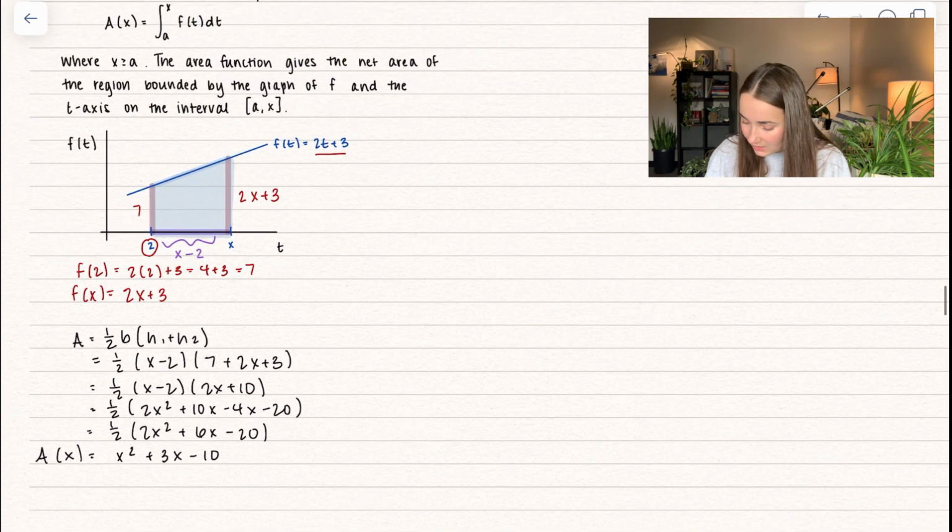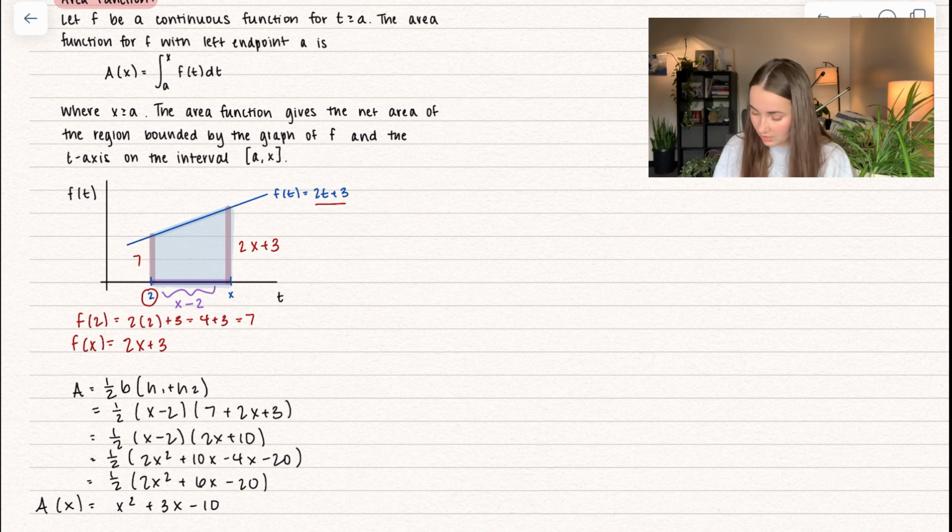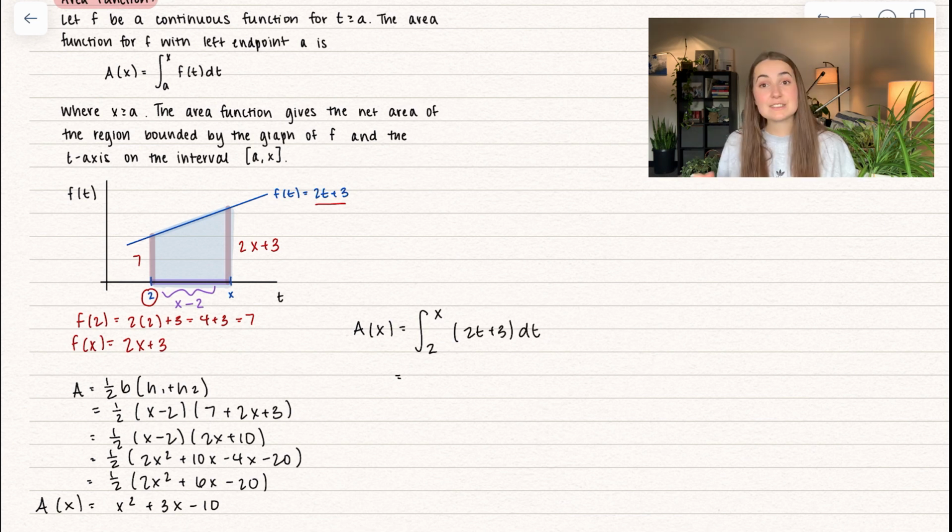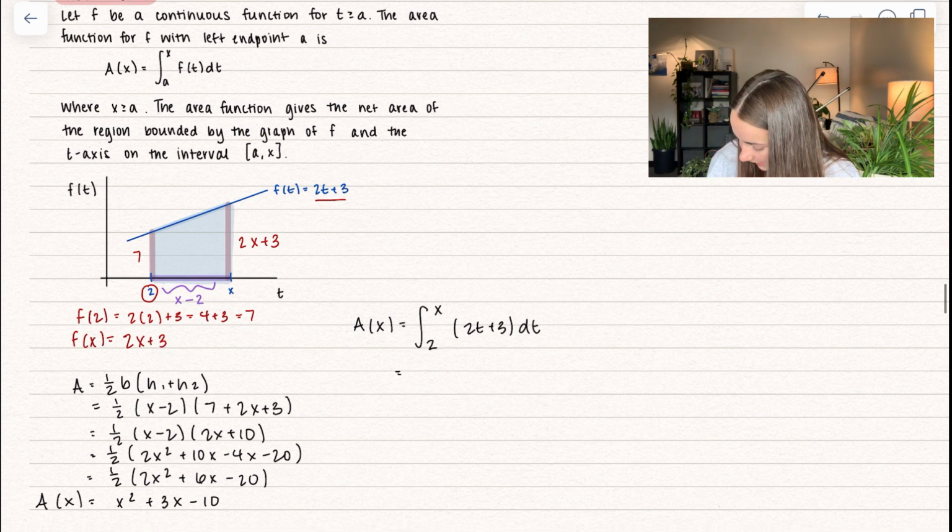Now let's do this using the definition that we just talked about. Instead of using the area of a trapezoid, we're going to set up the integral. So A of x is equal to the integral from our left endpoint, which is 2, all the way up to x. And on the inside, we have our function, which is 2t plus 3 dt. So let's calculate that. First, we're going to take the antiderivative. The antiderivative of 2t is going to be t squared. The antiderivative of 3 is going to be 3t. And this is going to be from 2 all the way up to x.